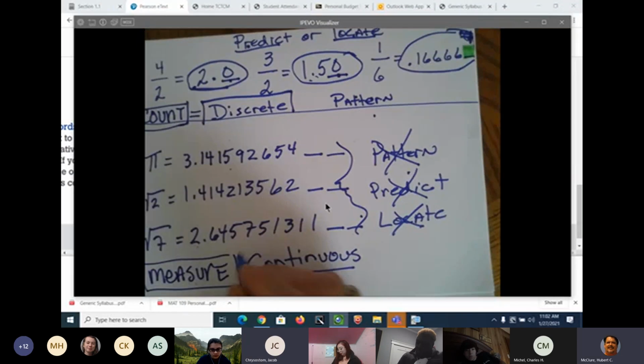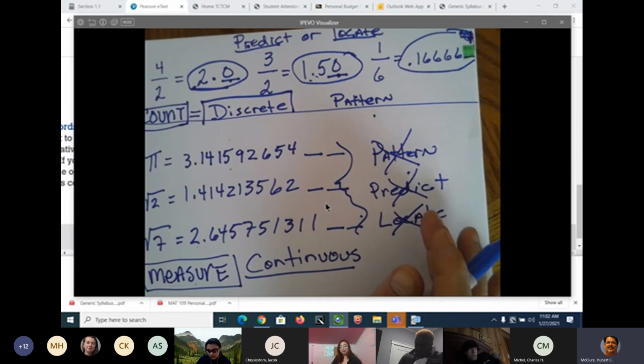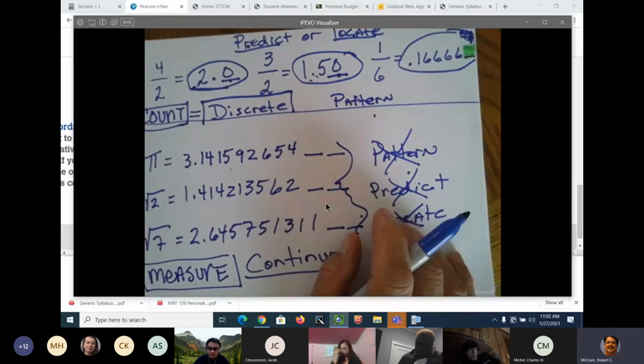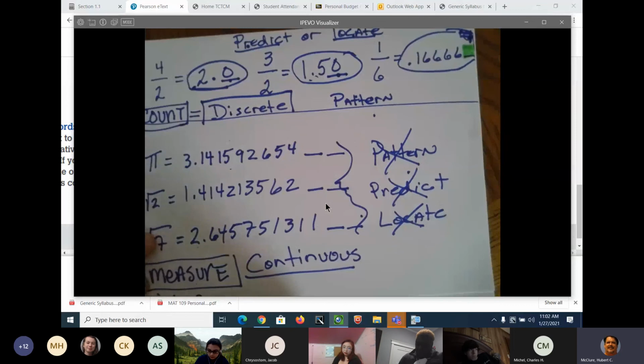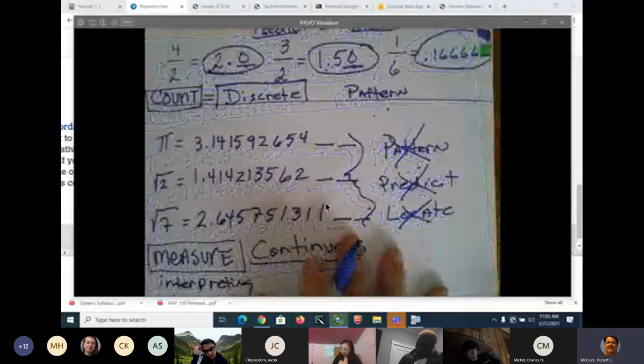But what if I ask you to measure the height of a tree? Well, half of you don't know how to read a ruler, so half of you would not be able to even tell me. All right? And then those of you that can read a ruler, will y'all all get the same height? No. Because measuring is interpreting. Measuring is interpreting.